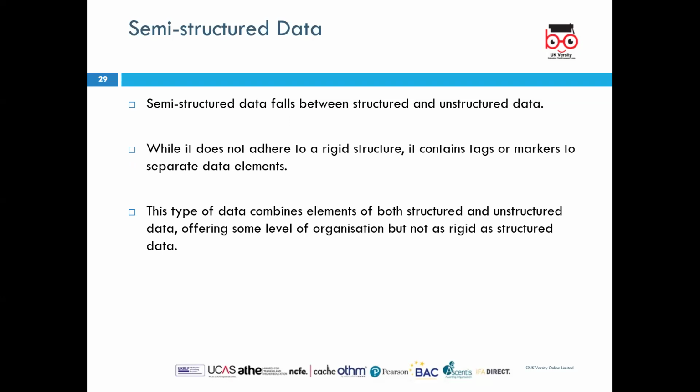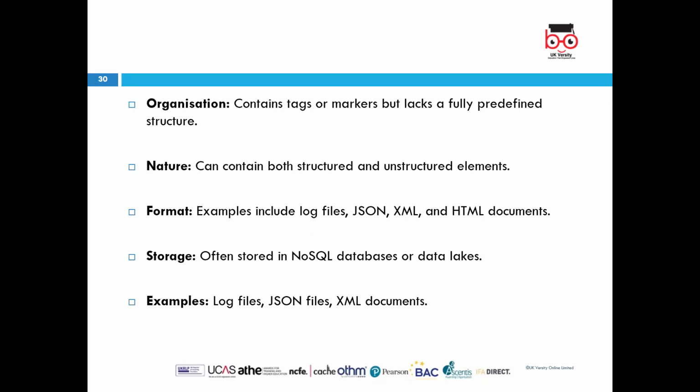And also now we have semi-structured data, which falls between structured and unstructured. This does not have a rigid structure, and it contains tags and markers to separate data elements. So where do we find this? It contains tags, markers, and lacks a fully defined structure. It can be contained, again, within our structured and unstructured elements.